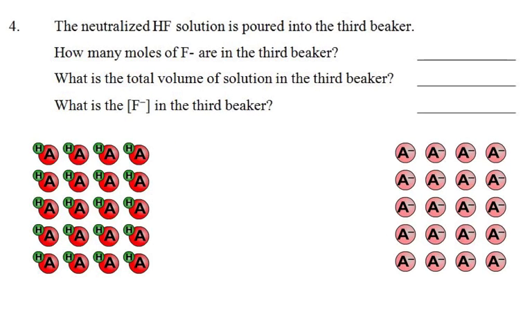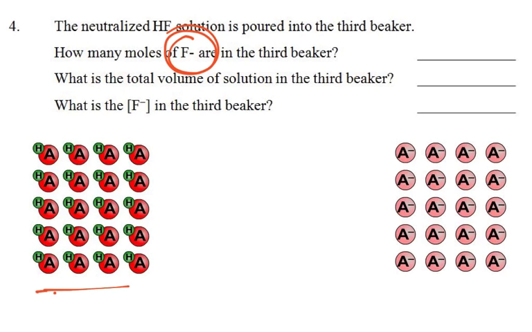Now, for part 4, this is the thinking part. It says the neutralized solution is poured into the third beaker. So how many moles of F minus? The F minus is what is going to change the pH of that neutralized solution. So even though it's neutralized, it is not going to be pH 7 because it's a solution with the conjugate base of the weak acid HF. So how many moles of F minus?